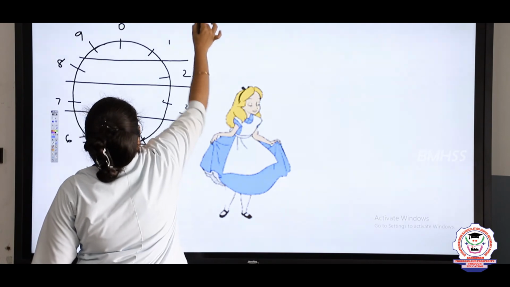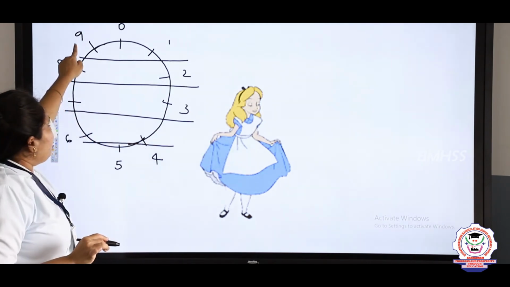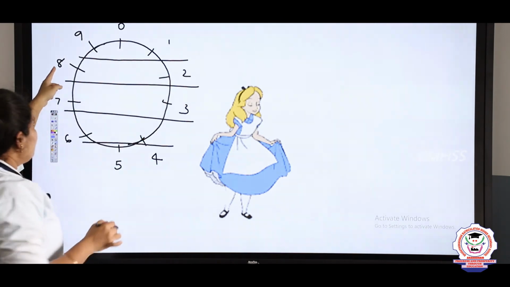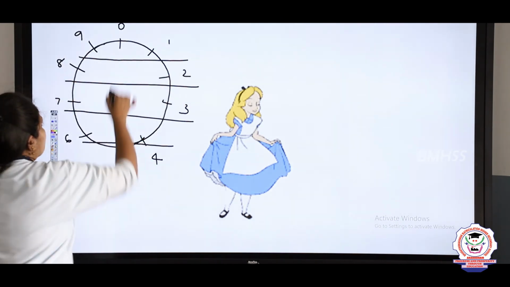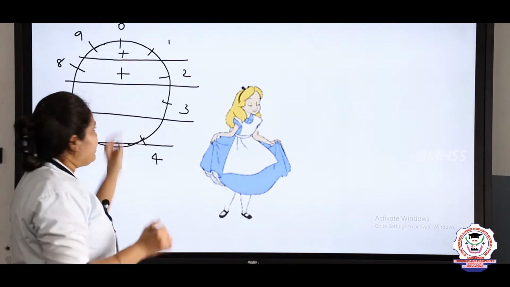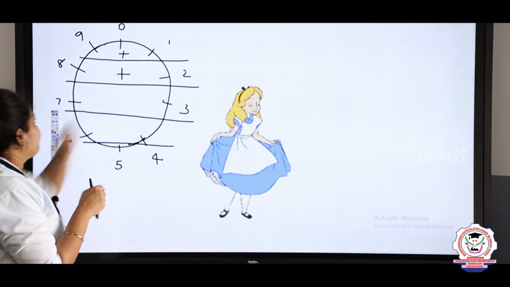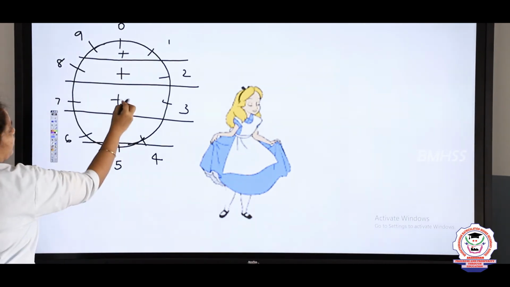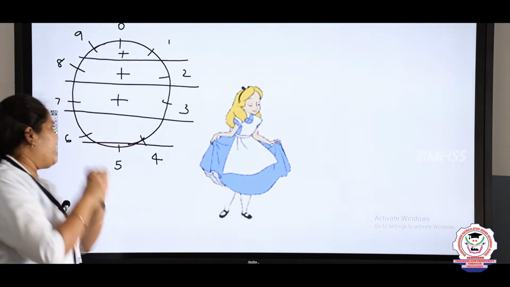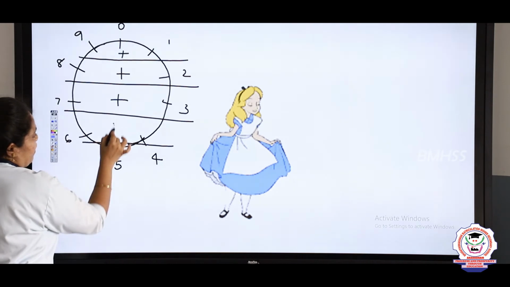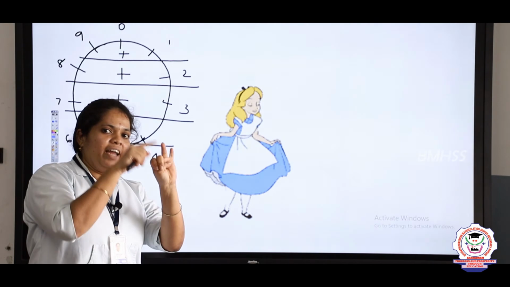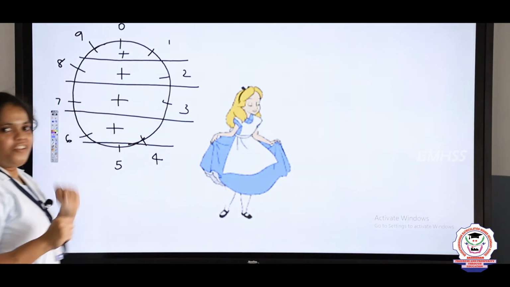Shall we check now? So what should be in your mind here? 9 in your mind, 1 in your finger. After 9, 10. Now see here, 8 plus 2. 8 in the mind, 2 in the finger. 8, after 9, 10. 7 in your mind, 3 in your finger. 7, after 8, 9, 10. 6 in your mind, 4 in your finger. 6, after 7, 8, 9, 10. We reach 10.